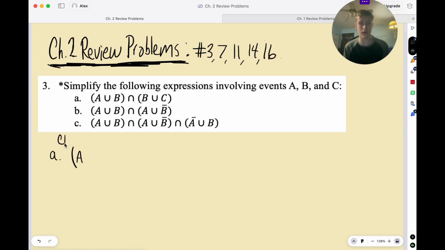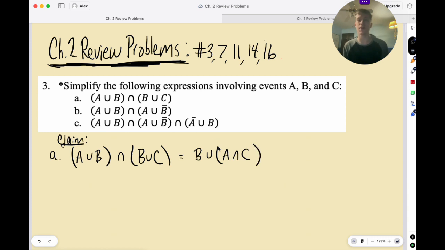So I'm going to go ahead and write this as a claim. And my claim is that (A union B) intersect (B union C) is actually going to equal B union (A intersect C). This is a result from set theory that essentially compares the intersection and the union to the distributive property, where you're taking B and distributing that to both A and C, where the overall structure of the intersection remains the same, but the thing that changes is that you have (B union A) intersect (B union C).